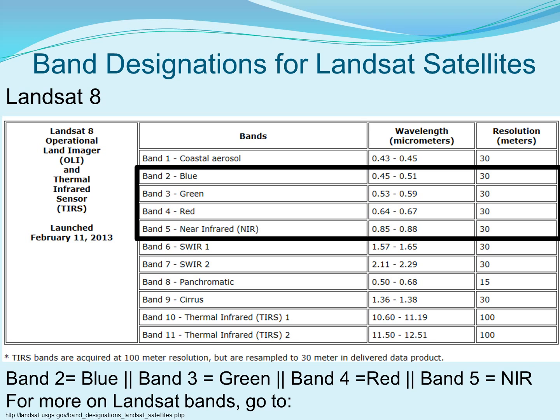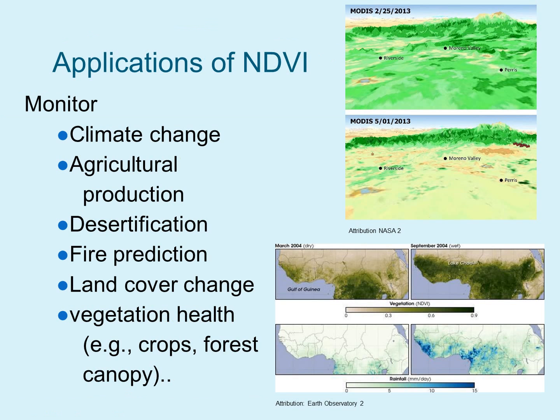For more on Landsat satellites other than 7 and 8, please go ahead and go to the website there in the bottom left. We can apply NDVI to monitor many physical characteristics of the Earth. We can assess agricultural production, desertification, fire production, land cover change, vegetation health, as well as for climate change.